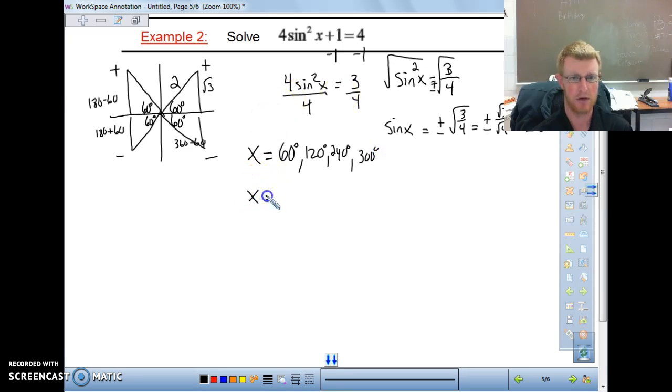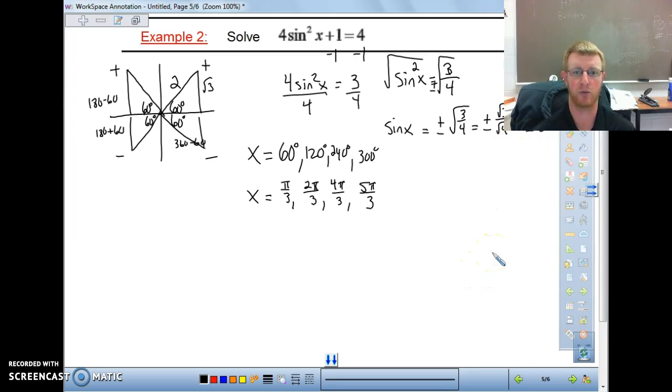And then if we wanted the answer in radians, we would just convert these to radians. So we have pi thirds, 2 pi thirds, 4 pi thirds, and 5 pi thirds. Either one of those answers would work, but notice we have 4 answers because we get 2 answers for positive and 2 answers for negative, since when we took the square root of both sides, we would get positive or negative.